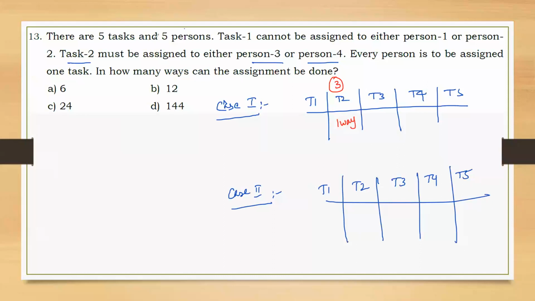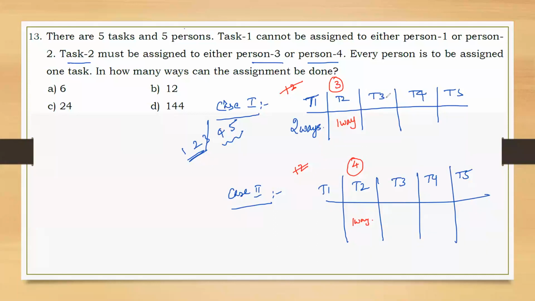Suppose I assign task 2 to person 4, there is only 1 way. Now persons 1 and 2 are not possible in task 1, right? Now we are going to fill task 1. Already 3 is filled in task 2. We have only 5 persons. Persons 1 and 2 are not possible in task 1, so the remaining are 4 and 5. Out of these 2, anyone can occupy this place, so we have 2 ways.